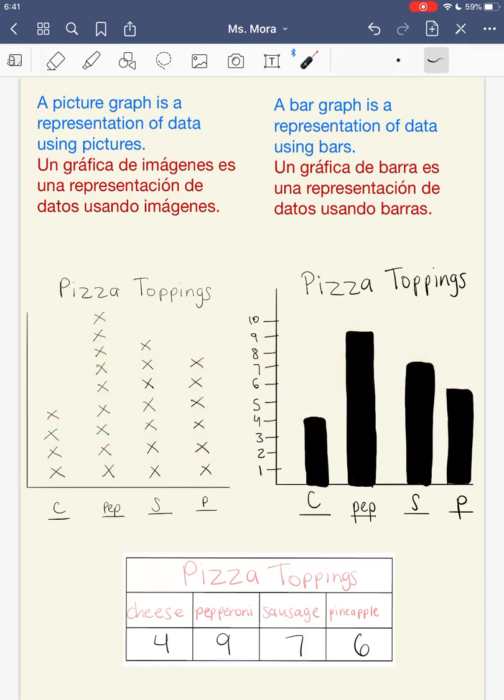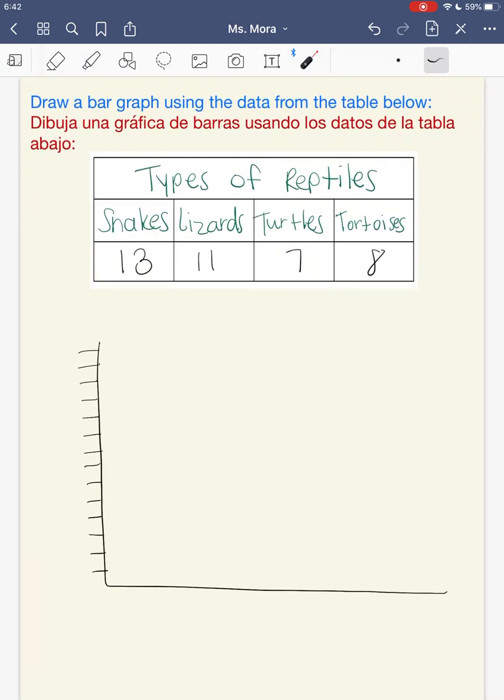Okay, but today guys, we said we're going to focus on the bar graph. Hoy vamos a aprender más sobre la gráfica de barra igual que ayer. Okay, so our instructions are to draw a bar graph using the data from the table below. So here's my table, and I already set up my bar graph.